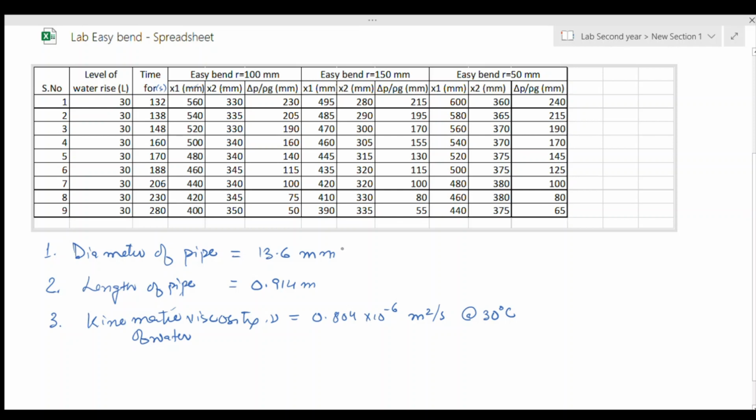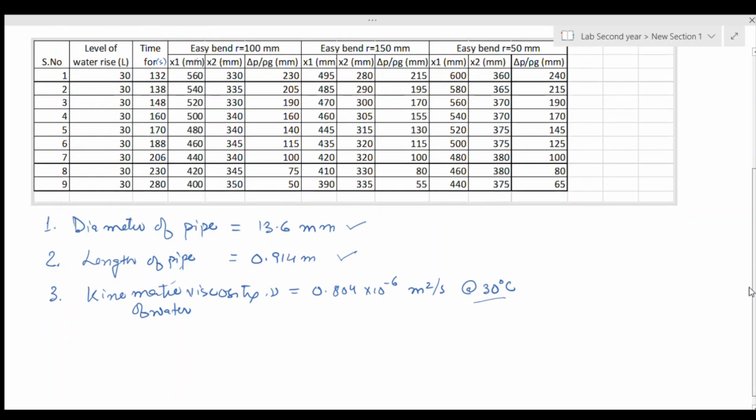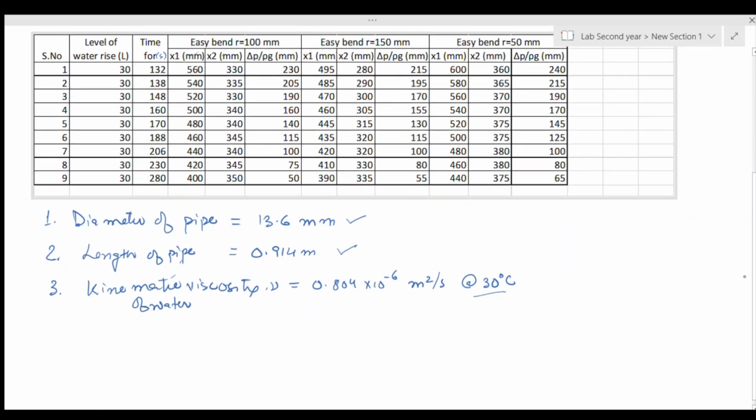After that, there is some information which is given to us. At the start of the experiment, the diameter of pipe is 13.6 millimeter, the length of pipe is 0.914 meter, and the kinematic viscosity of water at 30 degrees Celsius is 0.804 times 10 raised to the power minus 6 meter square per second. Now these are the things which are given to us. Now let's start with the sample calculation.